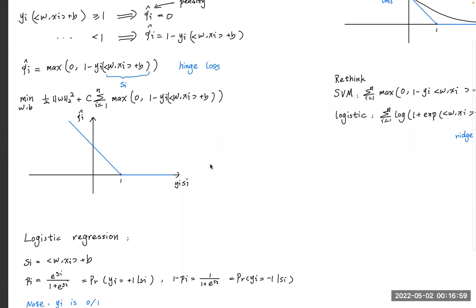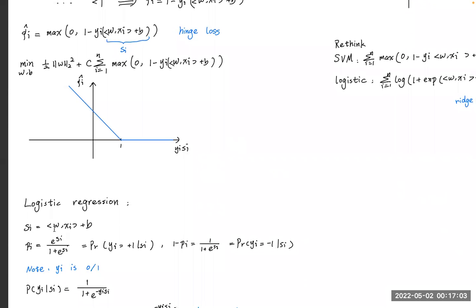And now we can connect this to logistic regression. So again, we have s_i to be the linear score, w x_i plus b. In logistic regression, we define p_i to be sigmoid of s_i, e^{s_i} divided by 1 plus e^{s_i}, which is the probability y_i equals positive 1 given s_i. So that 1 minus p_i will be 1 minus this guy, which is 1 over 1 plus e^{s_i}, which is the probability y_i equals negative 1 given s_i.